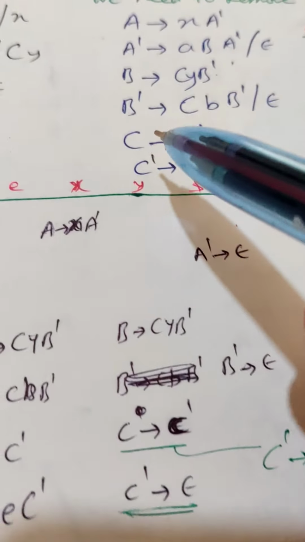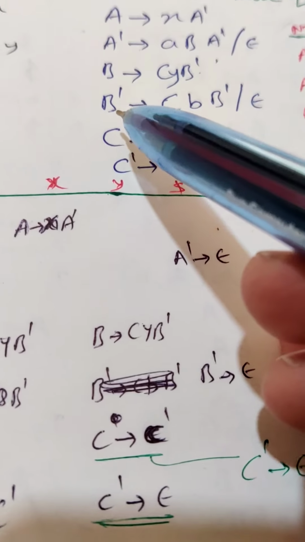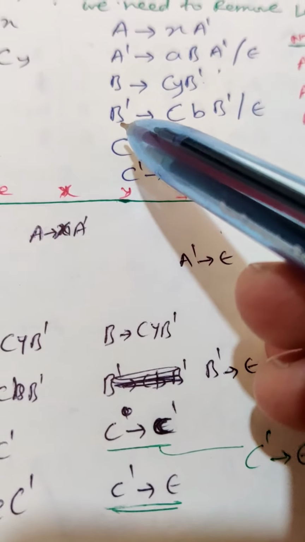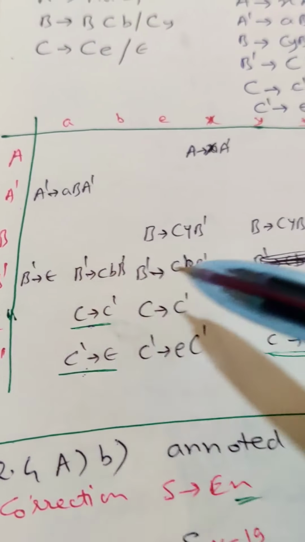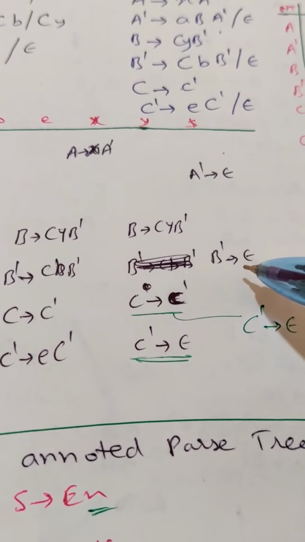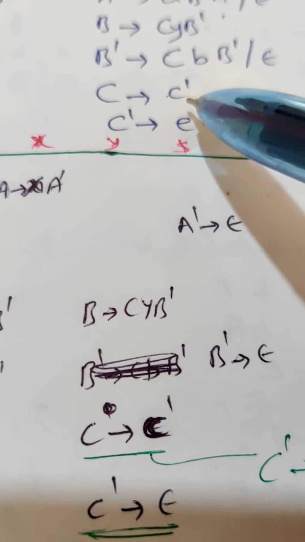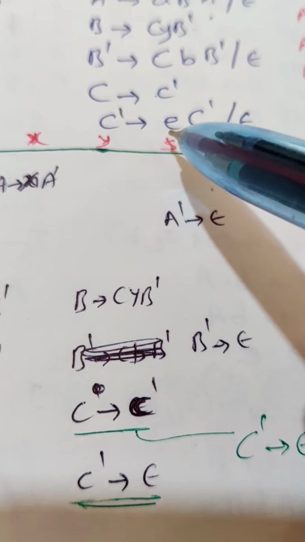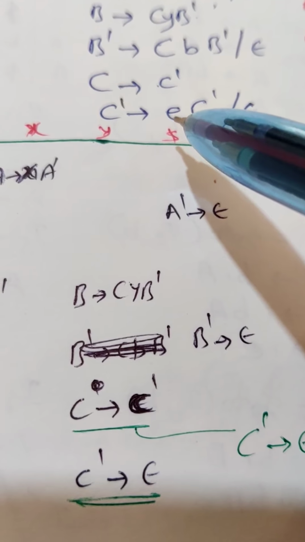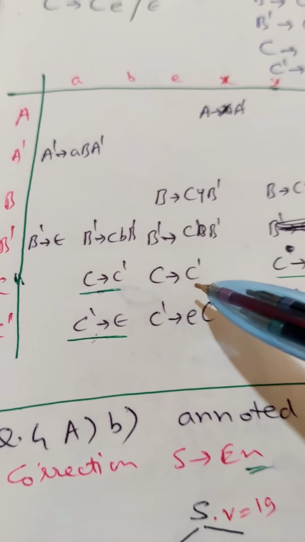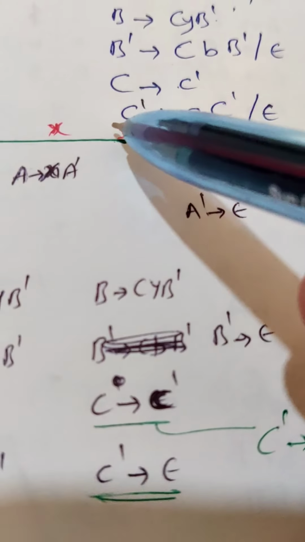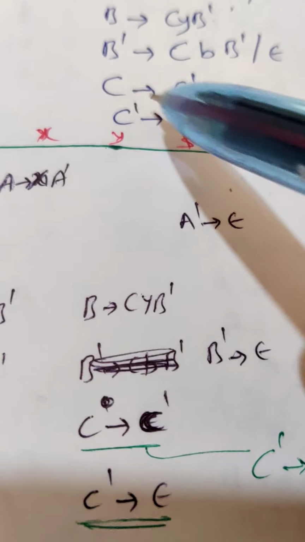Okay. Now next rule is B dash goes to epsilon, which goes in the follow of B dash, because it's an epsilon rule. Follow of B dash is A and dollar. So in A and dollar we write here B dash goes to epsilon rule. The next is C goes to C dash. First of C dash is E. So if it goes to E, then in C and E, we write here rule C goes to C dash.